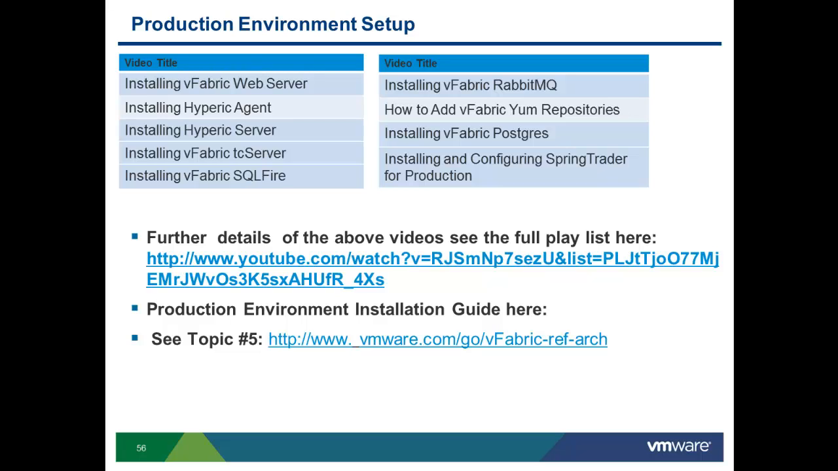For example, installing vFabric Web Server, Hyperic Agent, Hyperic Server, vFabric TC Server, vFabric SQL Fire, installing vFabric RabbitMQ, how to add vFabric Yum repositories, installing vFabric Postgres, and installing and configuring Spring Trader for production. Here is the URL to the YouTube playlist for the entire video set. Production Environment Installation Guide can be found on the vFabric Reference Architecture main page under Topic 5.